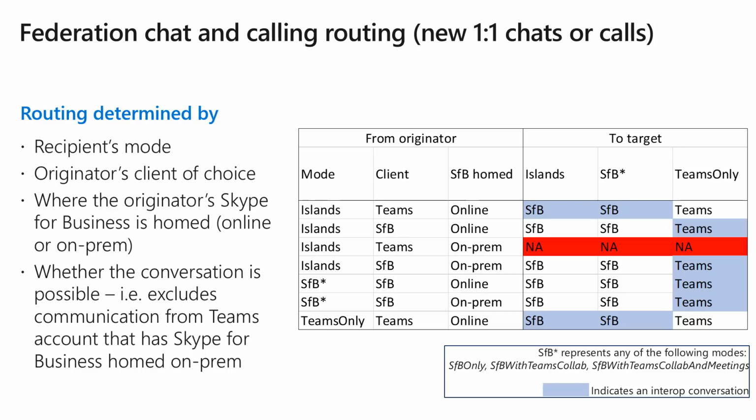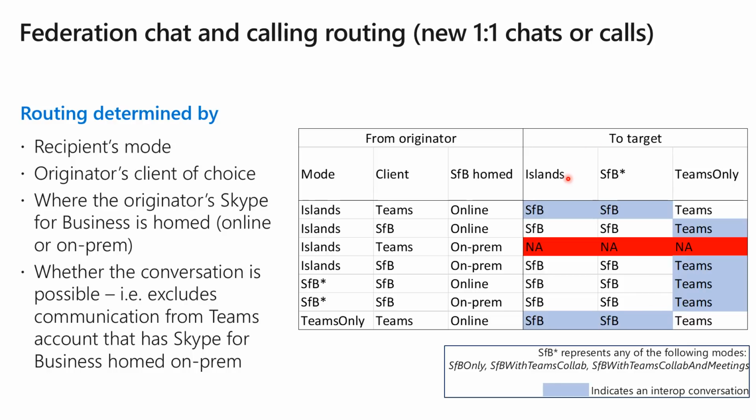And from a federation standpoint, the chart is actually pretty straightforward to read. From an originator standpoint, again, the mode that's assigned to the user, if it's islands, that means that they could use either their Teams or their Skype for Business client to initiate a chat or a call. If they're in one of the SfB star modes, as noted down here, of course, they can only use their Skype for Business client to initiate chats and calls. And conversely, if they are in Teams only mode, they can only use their Teams client to initiate chats and calls.